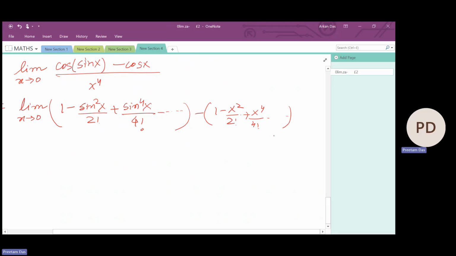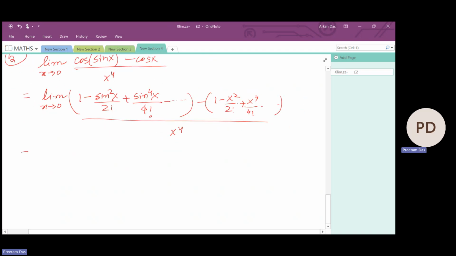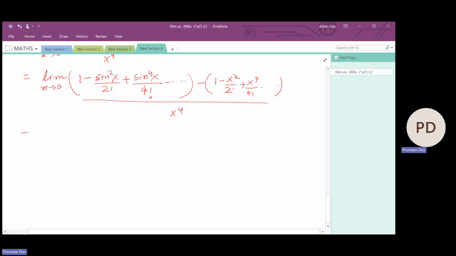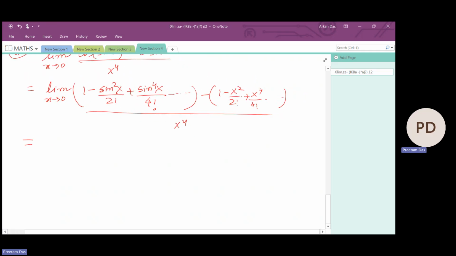This whole divided by x raised to 4. Now sin x again you have to expand separately, but you have to only expand up to the terms that are actually useful. In the denominator, we can clearly say that there is x raised to 4. So in these terms also, we will only write terms up to x raised to 4 and ignore all the higher powers. So 1 minus 1 by 2 factorial.